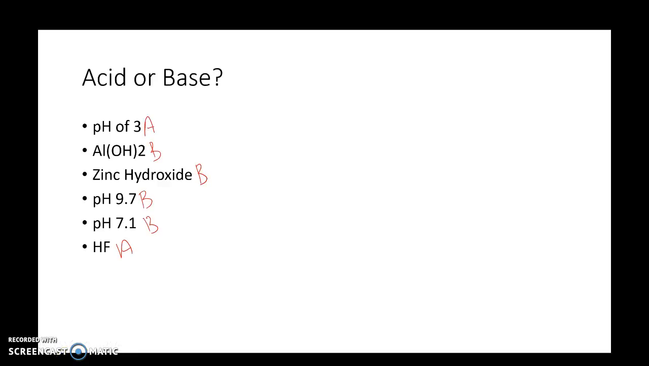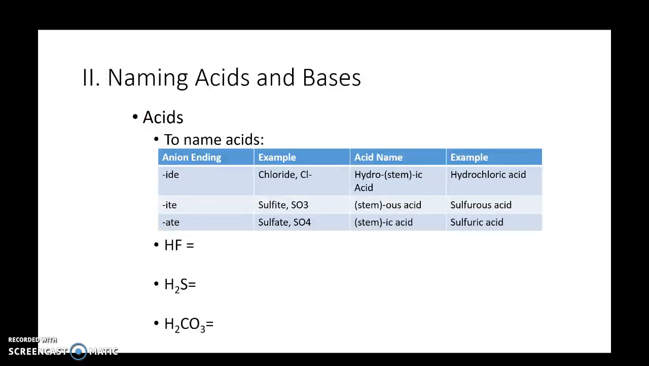Alright, so hopefully you guys got the following answers. If it's a pH of 3, that's an acid. If it's Al(OH), that hydroxide ion, so that's a base. Zinc hydroxide is a base. If it's got a pH of 9.7 or 7.1, those are both above 7, so those are bases. And then HF, because it's got that hydrogen ion, that's going to be acidic.